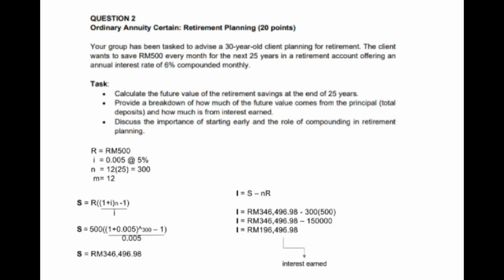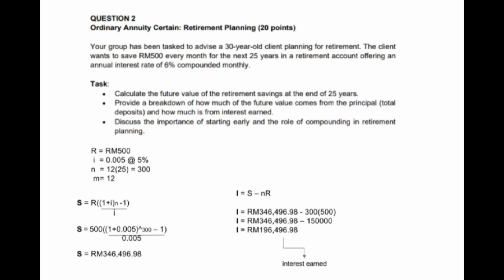Question 2 is ordinary annuity, retirement planning. The client wants to save 500 every month for the next 25 years in a retirement account offering an annual interest rate of 6% compounded monthly. So R equals 500, i equals 0.005, n equals 12 times 25, equal to 300, and m equals 12.